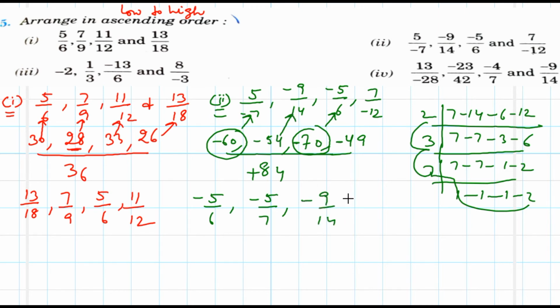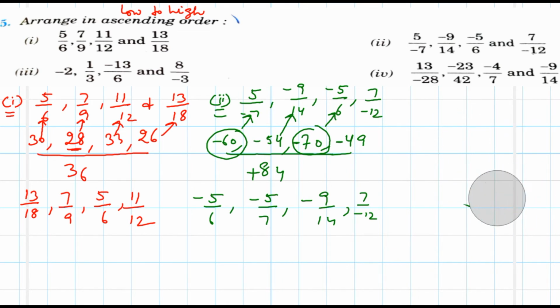And last highest is 7 upon 12. Sorry, 7 upon minus 12. So this is our ascending order. Right, students? It is easy. You can do the remaining two parts, that is this one and this one, yourself. This is your homework.